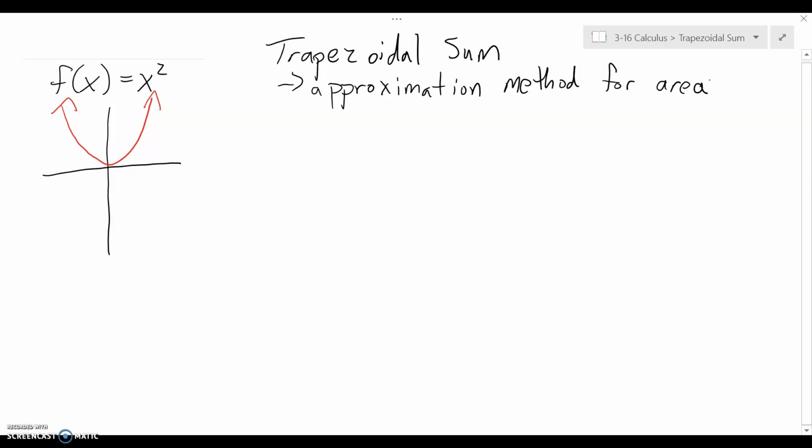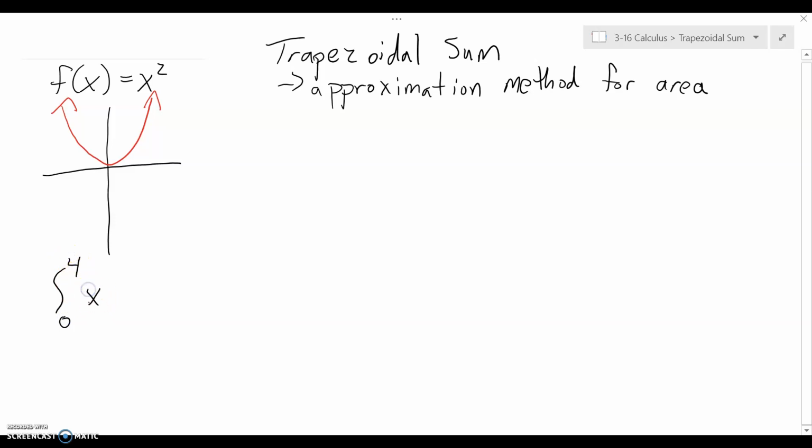So I've started us with a graph that we're really used to operating on, f of x equals x squared, and it's a parabola. I just sketched it in red. And of course, we could integrate this thing and find exact area. And why don't we do that? Let's go, I think in class we went 0 to 4.